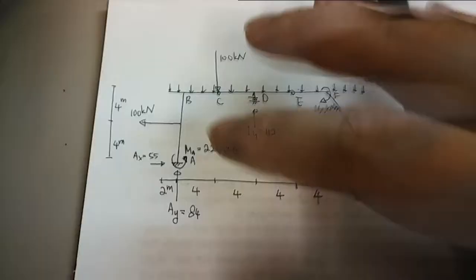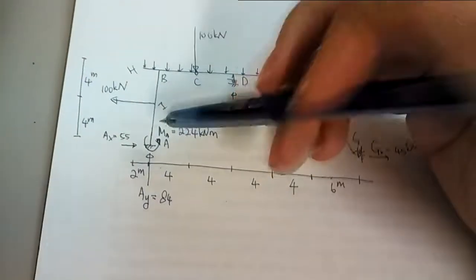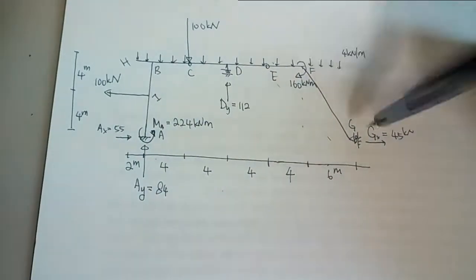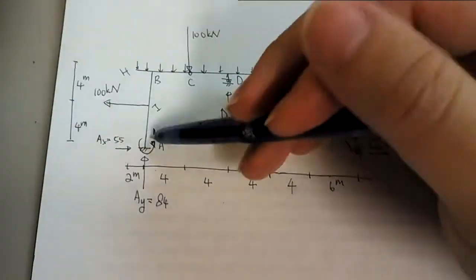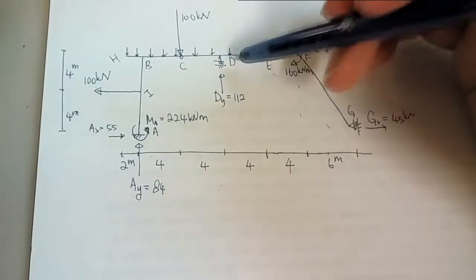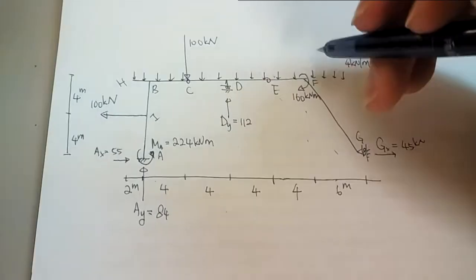This structure is, let's say, this is H and this is I. This is a frame with points A, B, C, D, E, F, G, H, and I. Point A is a fixed support. Point C is a hinge. Point D is roller supported. Point E is also a hinge.